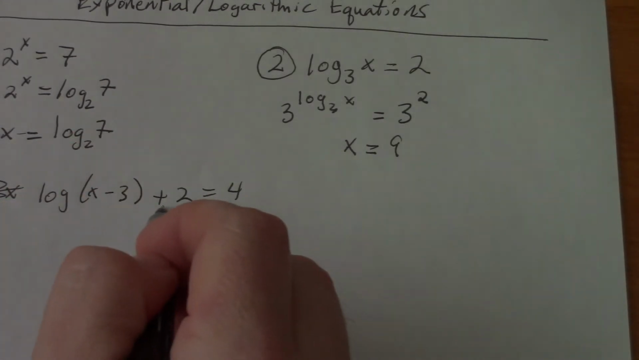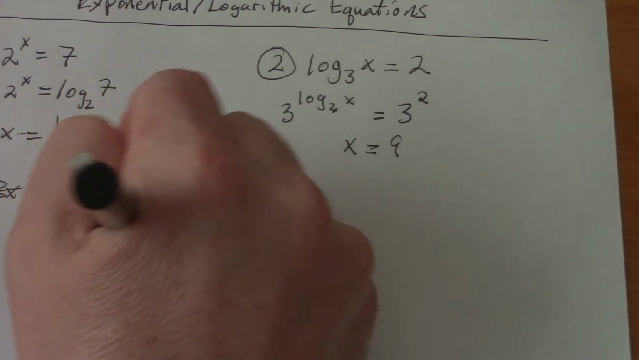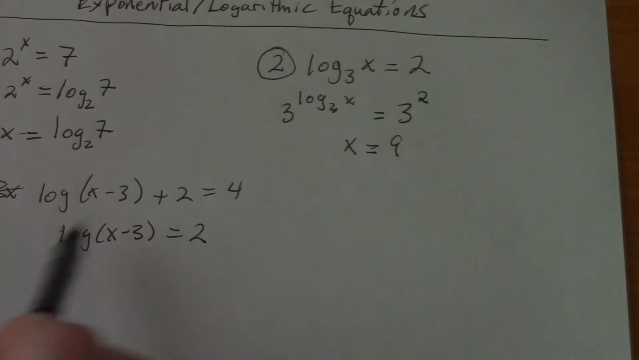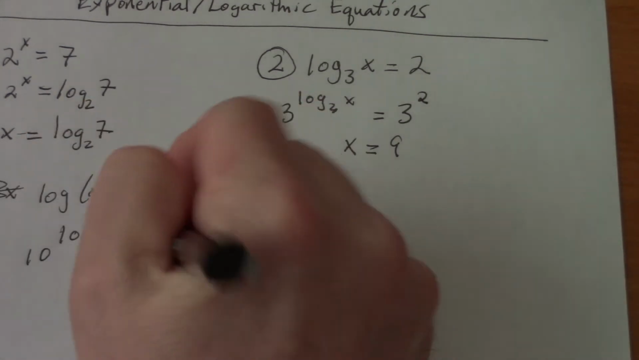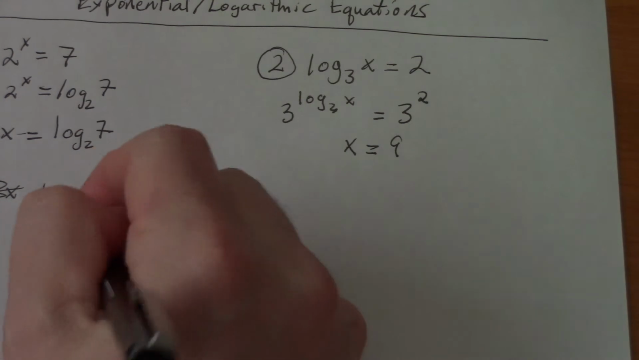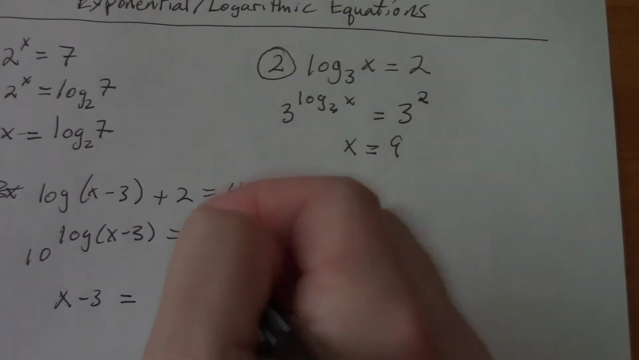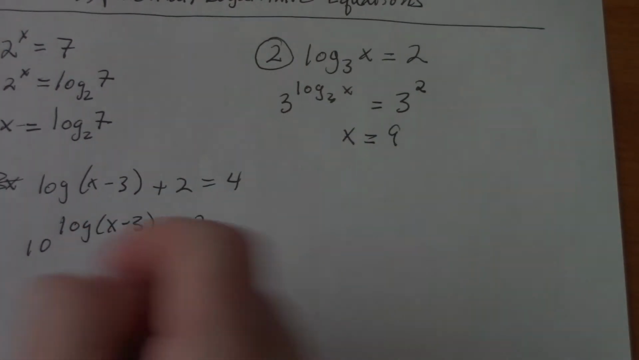So that means first thing I need to do is subtract 2 from both sides. And I would get log of x minus 3 equals 2. Then I've got log equals number now, so I'd use the appropriate inverse function, which is 10 to the x. So 10 to the log base 10 of x minus 3 is just x minus 3, and then 10 squared is 100. Okay, and then we add 3 and we're done.